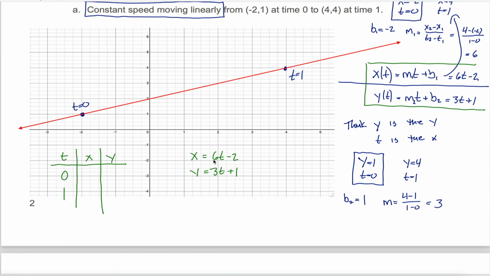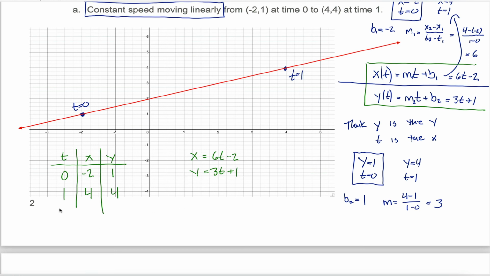When t is equal to 0, if I change all my t's into zeros, I get 6 times 0, or 0 minus 2, so I get -2. When t is equal to 0 down here, I get 3 times 0, or 0 plus 1, so I get a +1. What about when t is equal to 1? 6 times 1 is 6, minus 2 leaves me with 4. 3 times 1 is 3, plus 1 more leaves me with 4. At time 0, I should be at the point -2, 1, which is exactly where this point is. At time 1, I should be at the point 4, 4, which is where this point is.